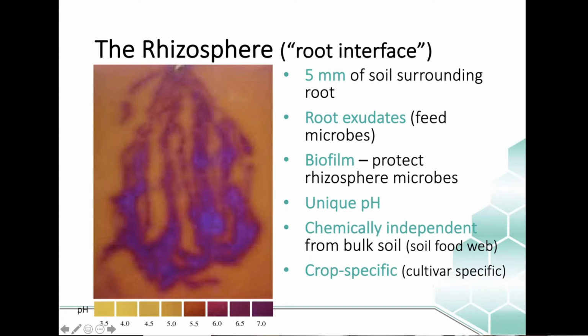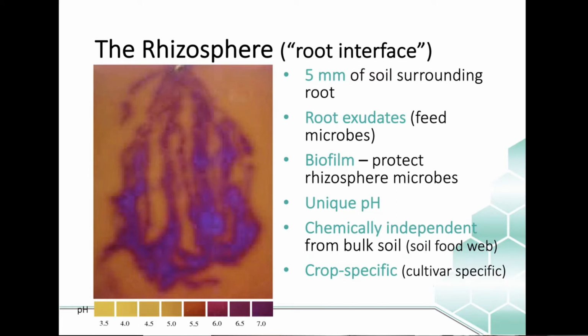So as you can see in that picture, the rhizosphere has a unique pH, totally different from the bulk soil. In this case, it's a maize rhizosphere. So you can see the rhizosphere is very alkaline, whereas the soil is around pH 5.5. It's also chemically independent from the bulk soil. Because the rhizosphere is under the influence of these root exudates and all the chemicals secreted by the plant and produced by the microbes, it's a totally different environment from the bulk soil.